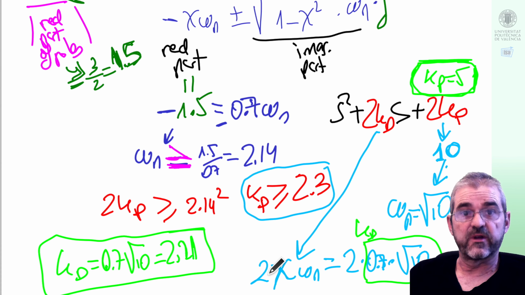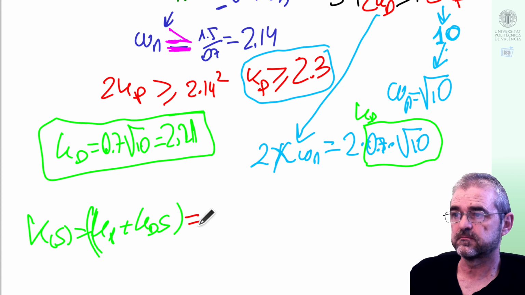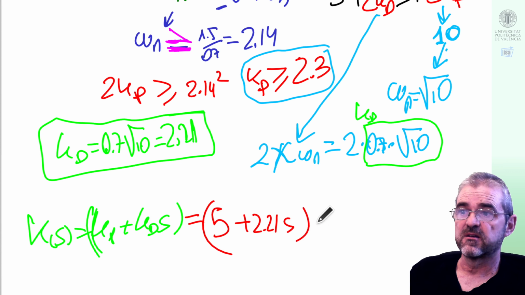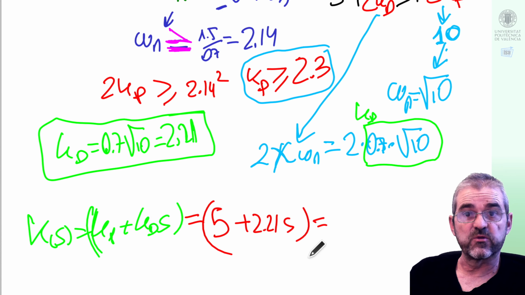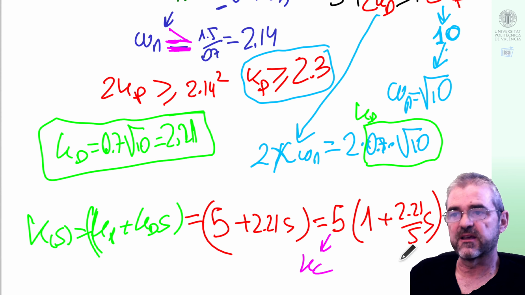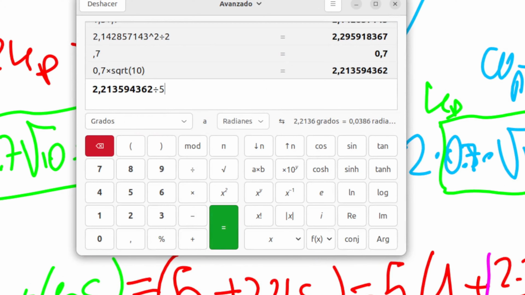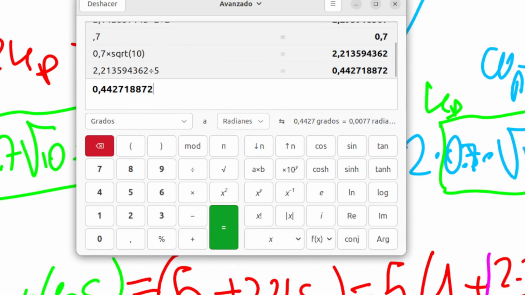So we can write our regulator as this, but in the simulation we need to extract 5 as common factor. So this will be my kc parameter and this will be my td parameter, 0.44.